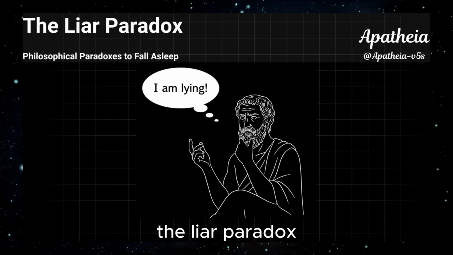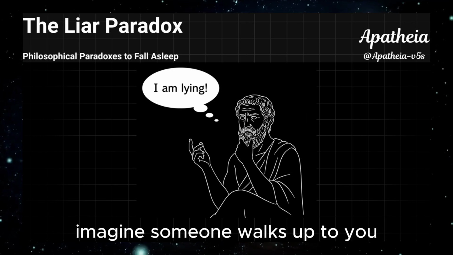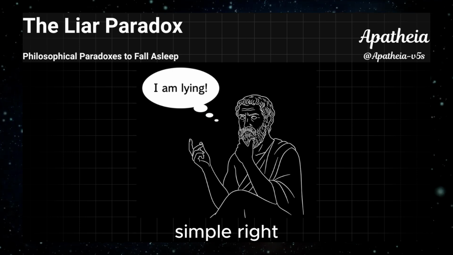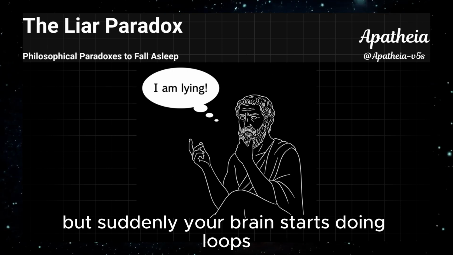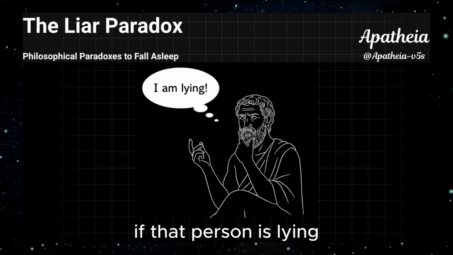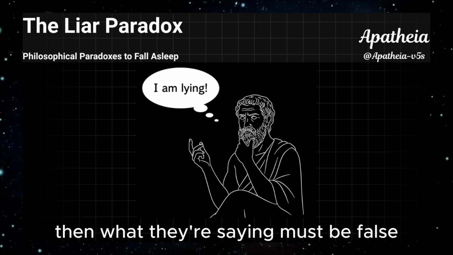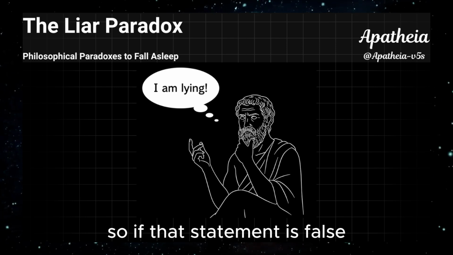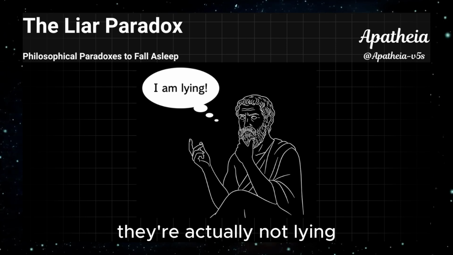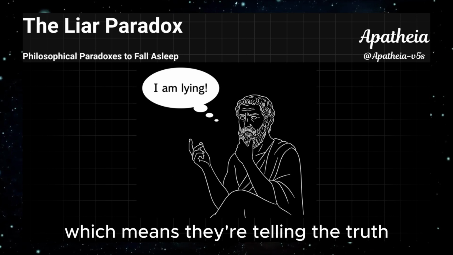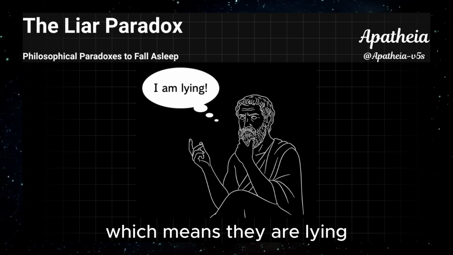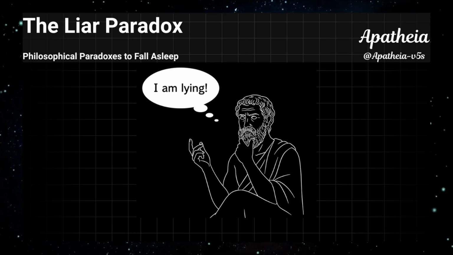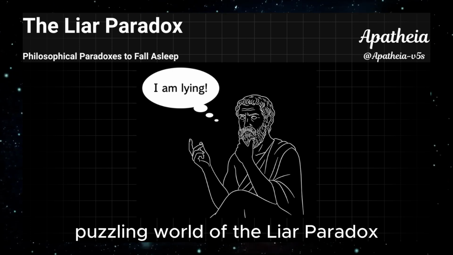The liar paradox. Imagine someone walks up to you, looks you in the eye and says, "I am lying." Simple, right? Just 3 words. But suddenly your brain starts doing loops. If that person is lying, then what they're saying must be false. But wait, they just said they're lying. So if that statement is false, they're actually not lying, which means they're telling the truth, which means they are lying. And around it goes. Welcome to the strange, puzzling world of the liar paradox.